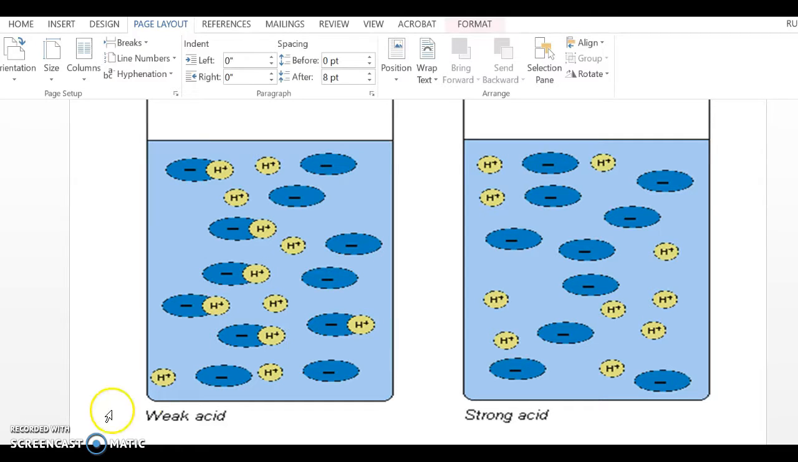The ionization of a weak acid looks like this. This is a particle diagram where you can see that most of the molecules are undissociated. Very few of them have H plus and the anion. However, if you're looking at the particle diagram of a strong acid, not one molecule is undissociated. It's a 100% separation of H plus from its anions.